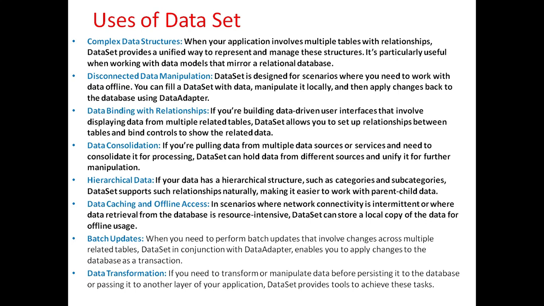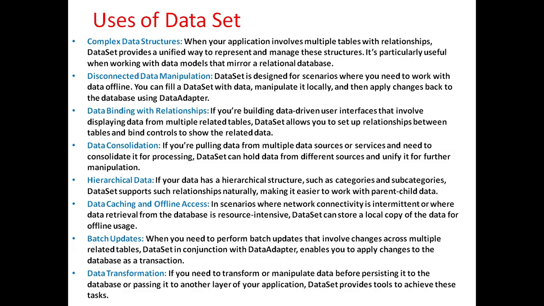Then data caching and offline access. In scenarios where network connectivity is intermittent or where the data retrieval from the database is resource intensive, a DataSet can store a local copy of the data for offline usage. Then batch updates. When you need to perform batch updates that involve changes across multiple related tables, a DataSet in conjunction with a data adapter enables you to apply changes to the database as a transaction. And data transformation. If you need to transform or manipulate data before persisting it to the database or passing it to another layer of the application, a DataSet provides tools to achieve these tasks.